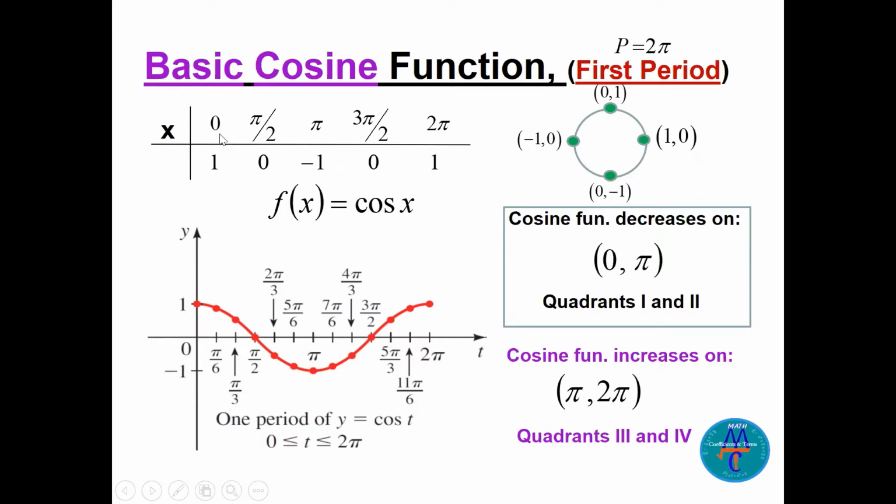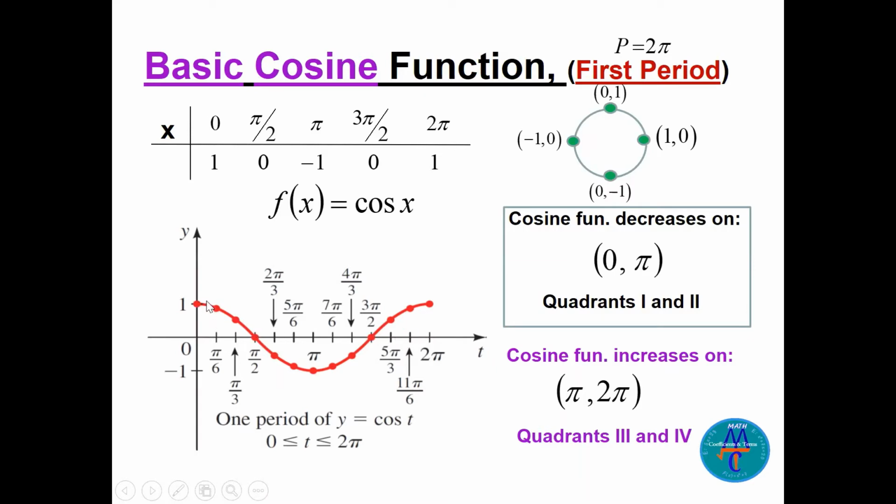If we take some numbers here, 0, pi over 2, pi, 3 pi over 2, and 2 pi, you can use the unit circle to find the cosine. Cosine is the x value. Here, the sine is the y value, as you know. So f of x equals cosine x: at 0 it is 1, so this is 1 point on the graph. The cosine of pi over 2 will be 0, cosine of pi will be minus 1, cosine of 3 pi over 2 will be 0, and cosine of 2 pi will be 1.